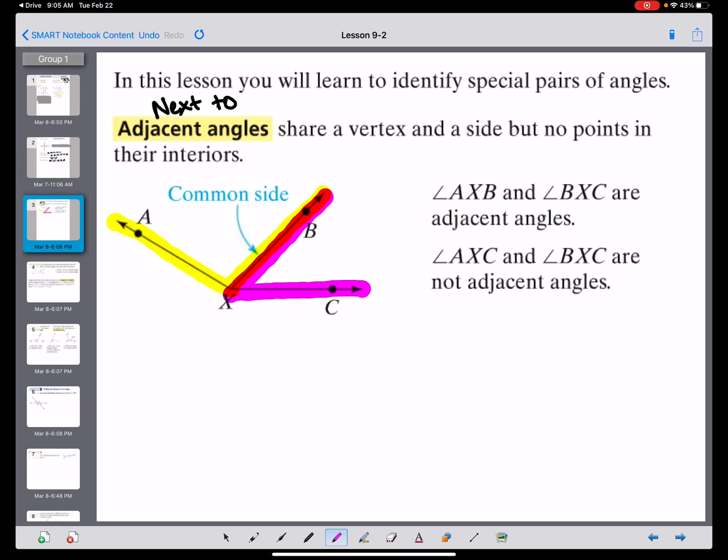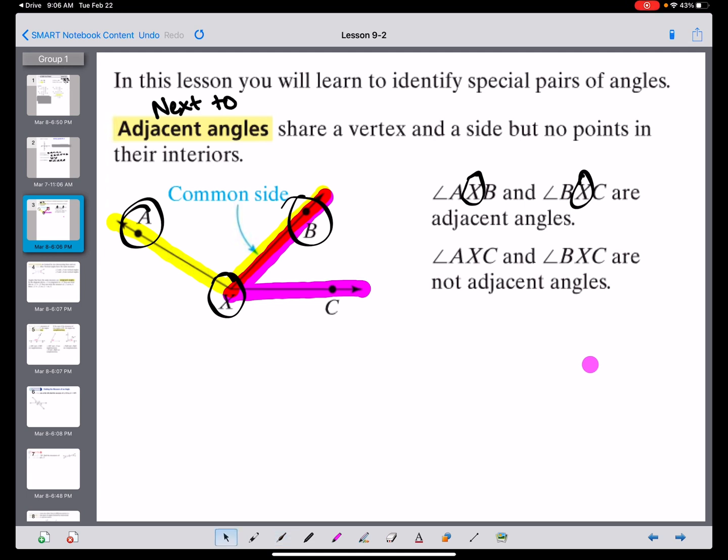Now, when you name an angle, we're going to name point A, point X, and point B as the vertex, as the angle. Notice that the vertex is always the center letter. And likewise, BXC is the name of the second one. So they are adjacent angles.